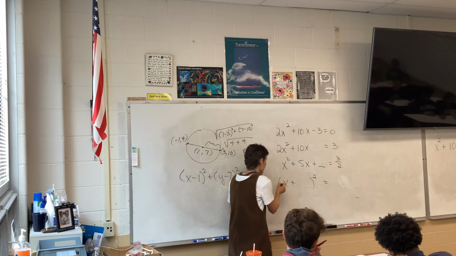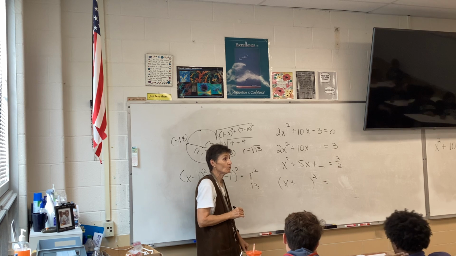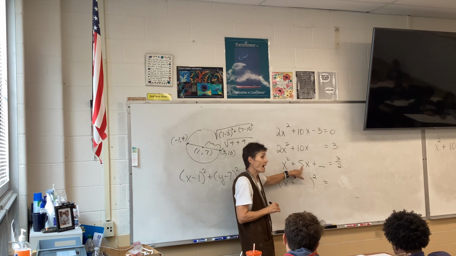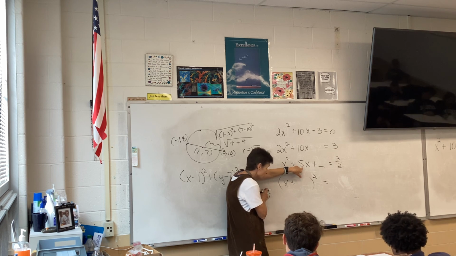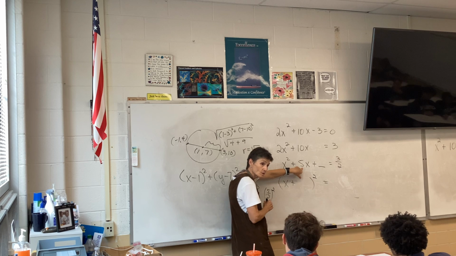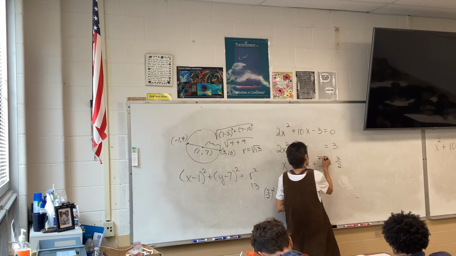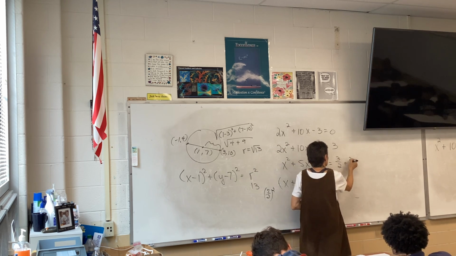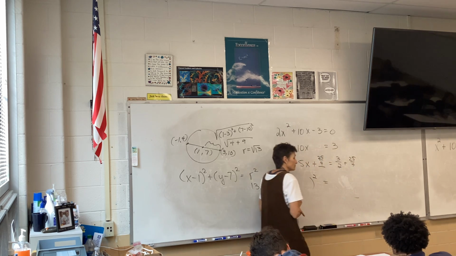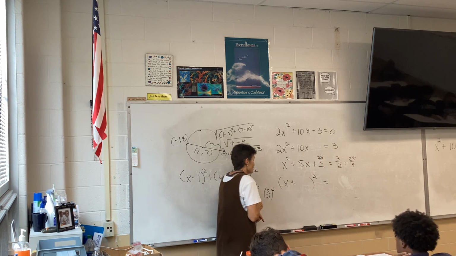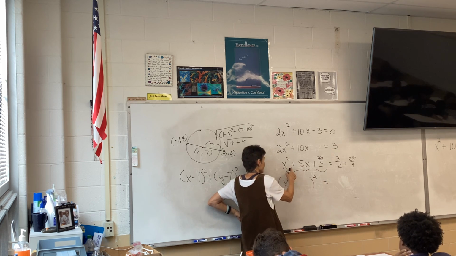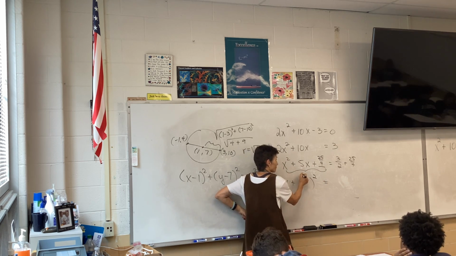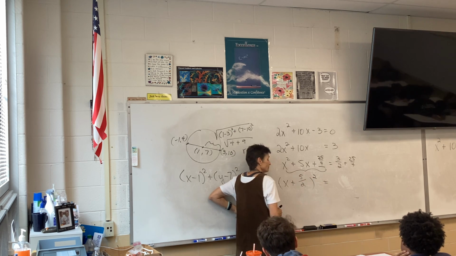All right, here's one of my made-up problems, right? This isn't gonna be beautiful. Half of 5 halves, squared is 25 over 4. So in my perfect square here is gonna be x plus what? 5 halves, beautiful.